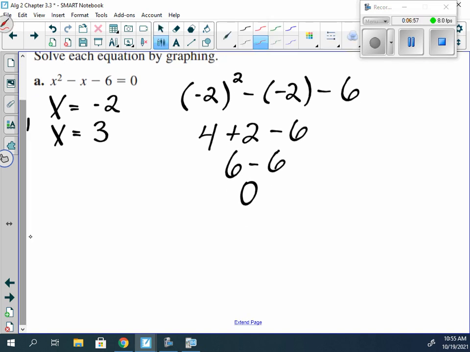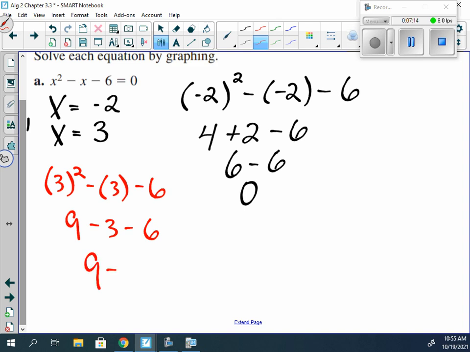We can do the exact same thing with 3. We can say 3 squared minus 3 minus 6. Well, 3 squared is 9 minus 3 minus 6. -3 minus 6 would be -9, and 9 minus 9 is 0. So both of those values, if we plug them back in, do give us 0.